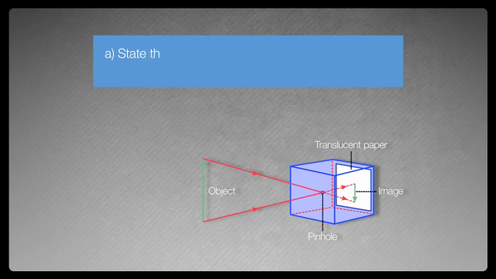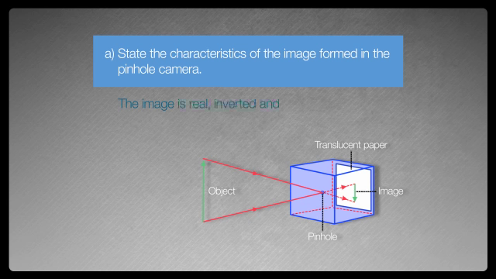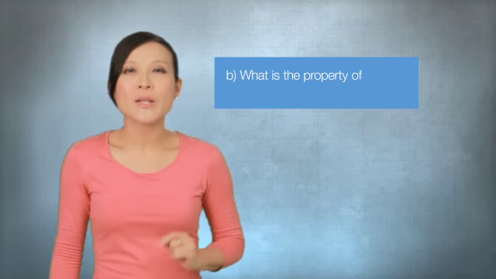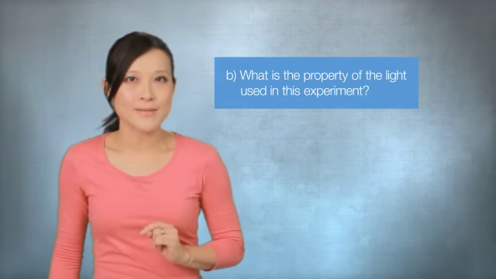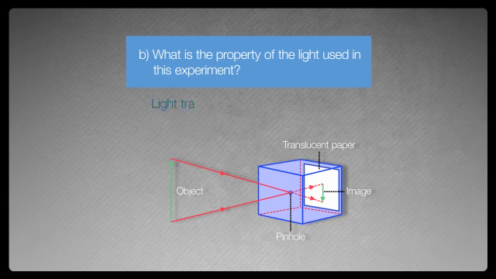Question A. State the characteristics of the image formed in a pinhole camera. The image is real, inverted, and smaller. Question B. What is the property of light used in this experiment? This is simple. It is light traveling in a straight line.